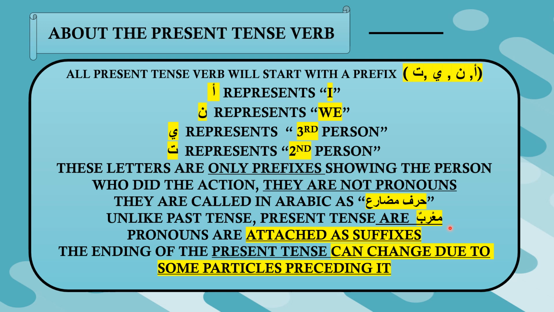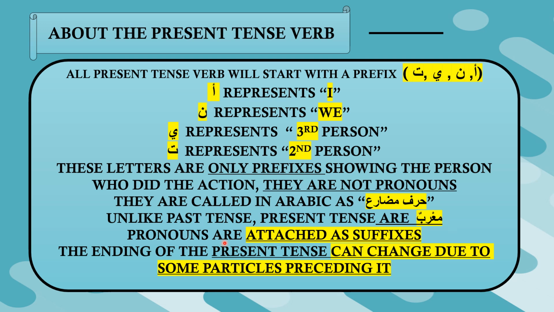Mu'rab means, as I already mentioned, that present tense verbs are mu'rab. Why are they mu'rab? Because they can undergo three cases, that is the marfu with dhamma, mansub with fatha, and majzoom with sukoon. So it has three cases. That's why it can change its position. So that's why it is called mu'rab. Mu'rab means changing.